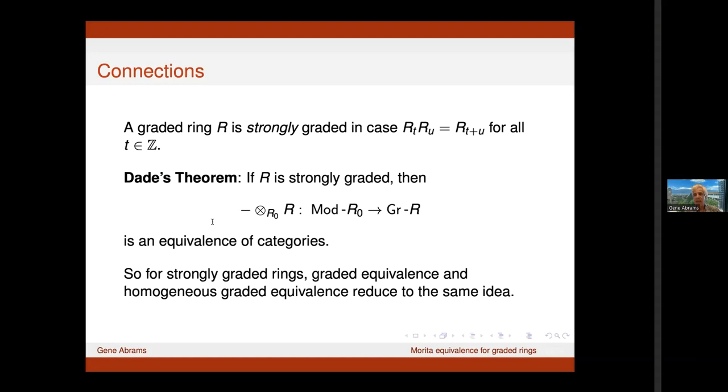And what I'll try to do if I have time at the end is give you some examples of situations where we have equivalence but not graded equivalence, and then graded equivalence but not homogeneous graded equivalence. And the point will be, if I'm going to write down an example of graded equivalent but not homogeneously graded equivalent, it's going to have to be in a situation where the ring is not strongly graded.